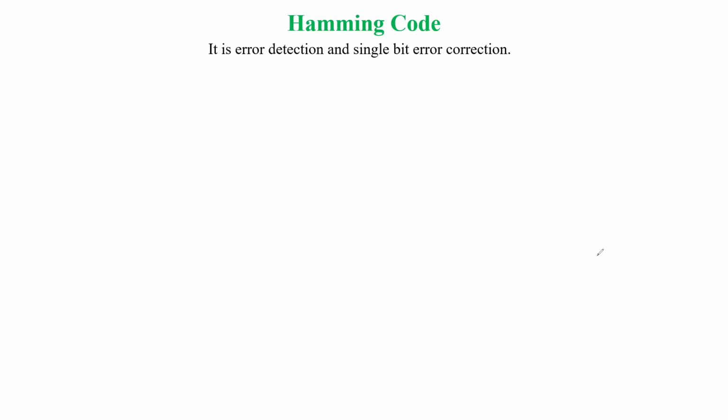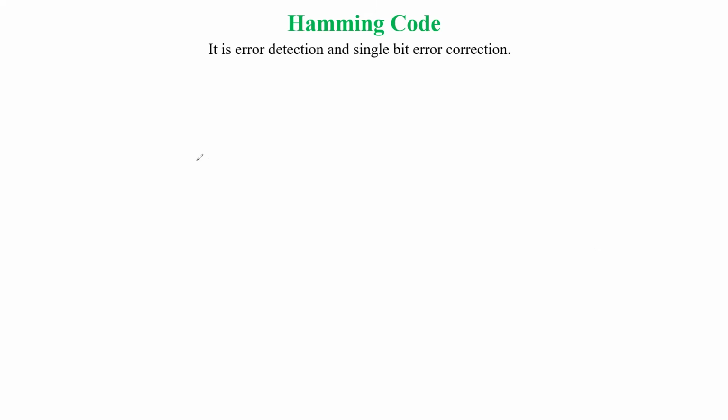Hello, today our topic is how we are going to detect the error in the received information, as well as correct a single bit. That code is called the Hamming code. So finally, it is error detection and single bit error correction.